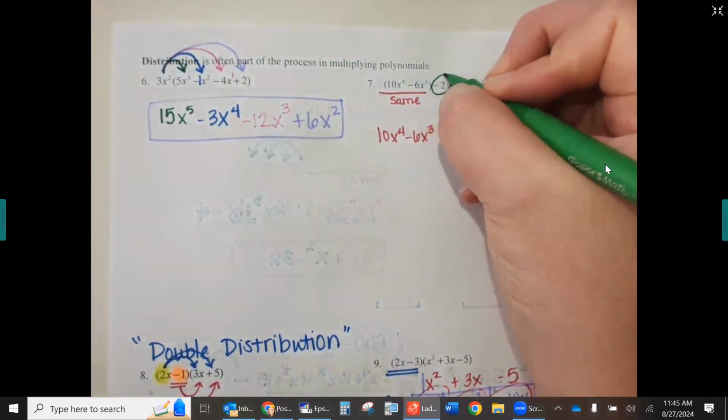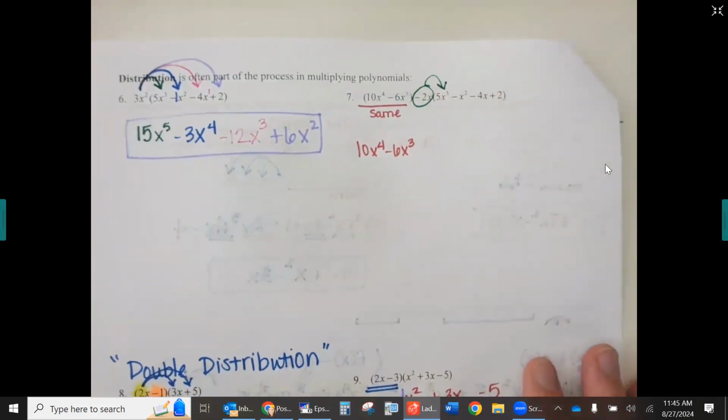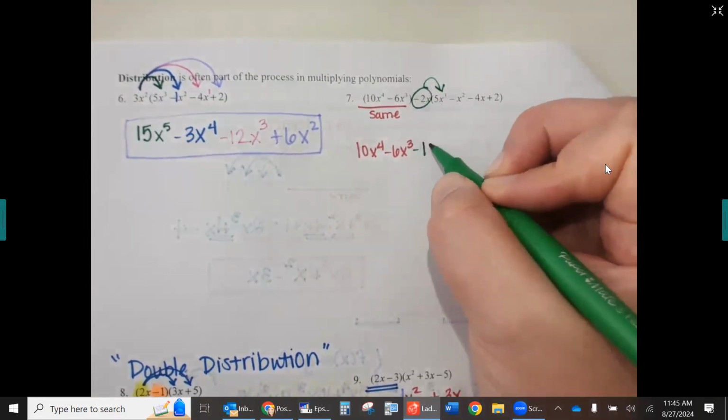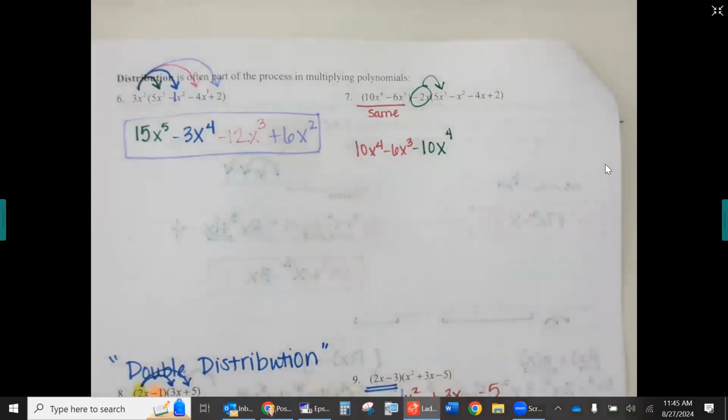What is negative 2x times 5x^3? Let's do the numbers first. Negative 2 times 5 is what? 10. X how many? 4 is correct, because I have 1 on the outside adding to the 3 on the inside. Next term.